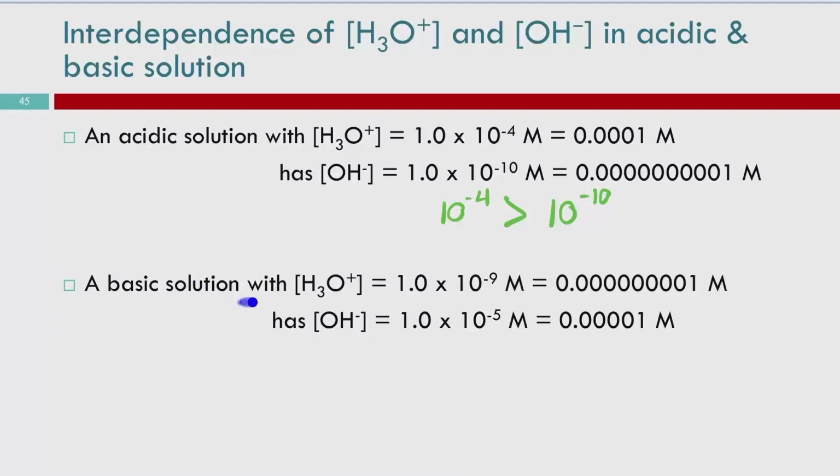A basic solution with H3O+ concentration of 1 times 10 to the minus 9, it's going to look like this. The hydroxide then is going to be 1 times 10 to the minus 5, which looks like this. This is the bigger one.